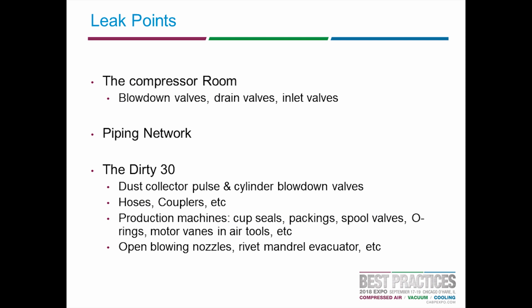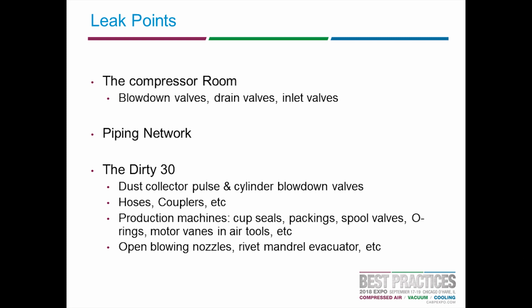So now let's discuss various points of leakage within your compressed air system. I broke it down into 3 zones: the compressor room, the piping network, and the dirty 30. In the compressor room, I've commonly seen blowdown valves on the sump that are internally leaking, blowing the very expensive compressed air right back into the inlet filter housing to be recompressed. Drain valves stuck open, very common, and inlet valves. The cup seal or the O-ring seal internal of the valve is leaking the signal pressure, again blowing it right back into the compression chamber to be recompressed.